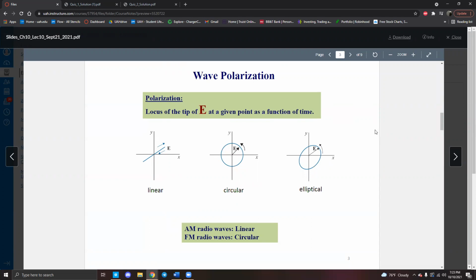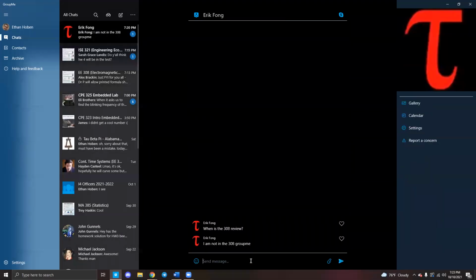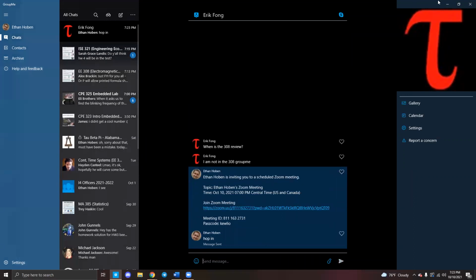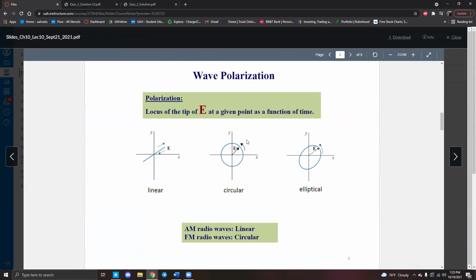You can go ahead. I'll just try to find this real quick. Someone messaged me and grouped me about the Zoom link here. There you go. Complex permittivity.